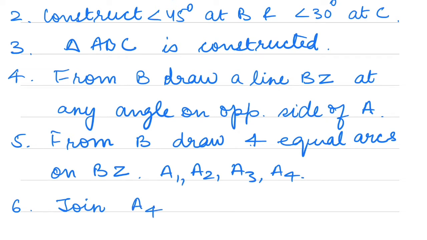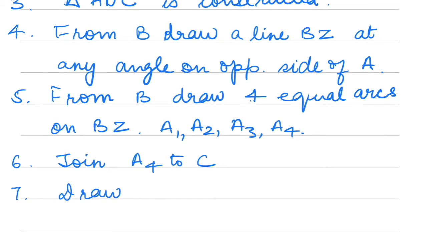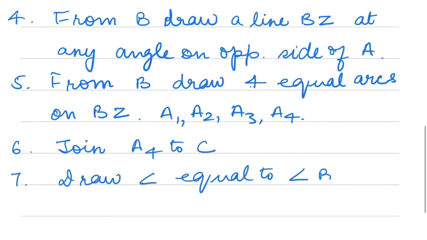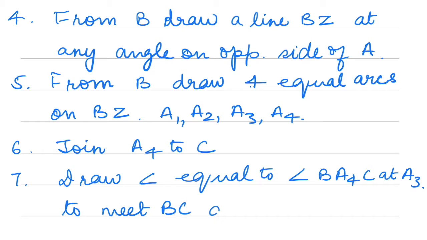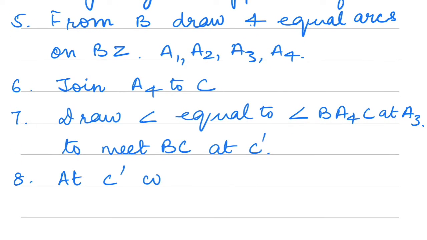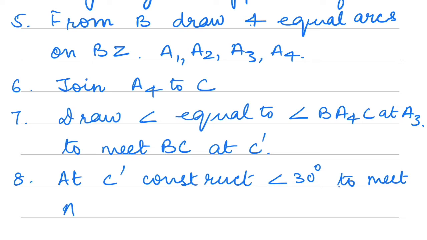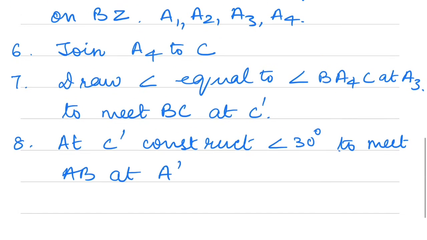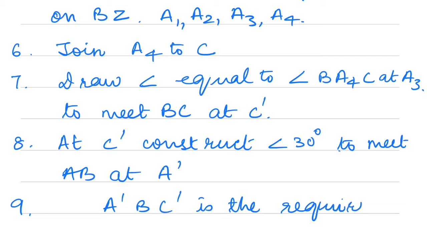Join A4 to C. Draw angle equal to angle BA4C at A3 to meet BC at C dash. At C dash, construct angle 30 degree to meet AB at A dash. A dash BC dash is the required triangle.